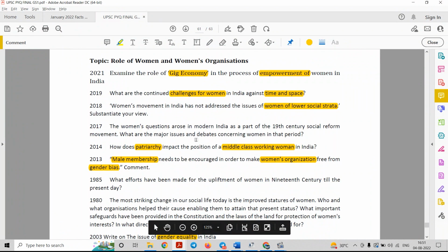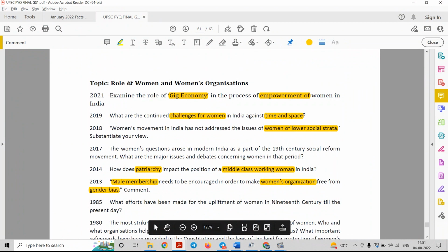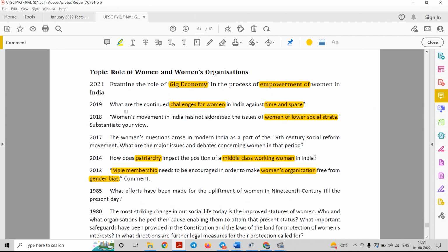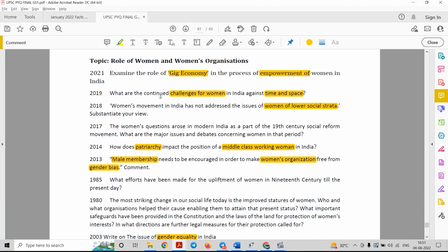I have a compilation of the PYQs which is according to the subtopics of the GS, right? So right now we are discussing GS1. Under GS1 we are discussing society, and in that society part we are right now discussing the women part, right? So let me just run you through these PYQs. For example, see, in 2021 the question asked was on the role of gig economy in the empowerment of women, right? Then a question like this, you can see, continued challenges for women in India against time and space.